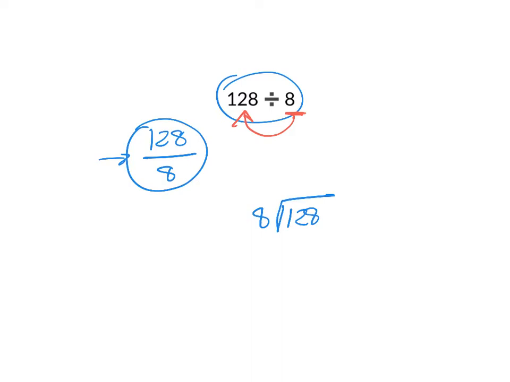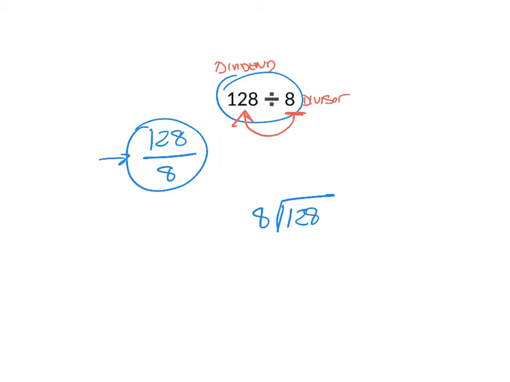So we're seeing how many times 8, which is our divisor, goes into 128, which is our dividend. You should remember those terms. We've used those before. So here's what we're looking at. 128 divided by 8. There's a couple different ways you could do this. I am going to do it the way that I learned, which is long division.